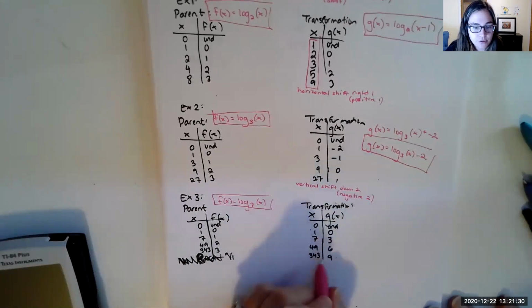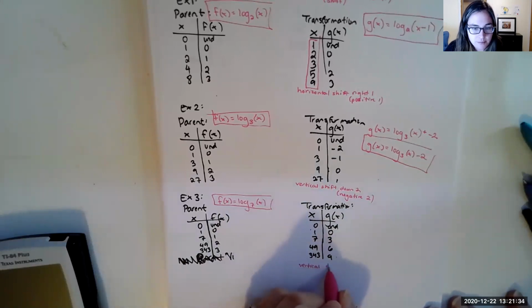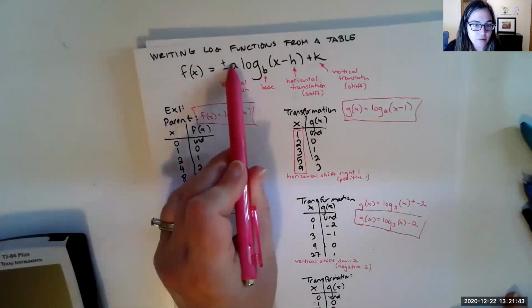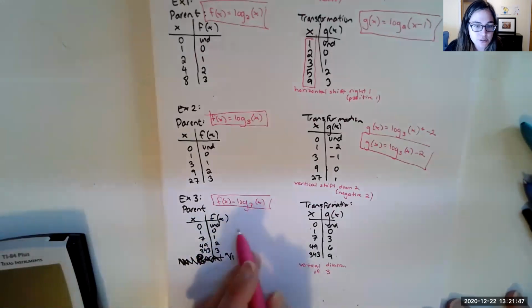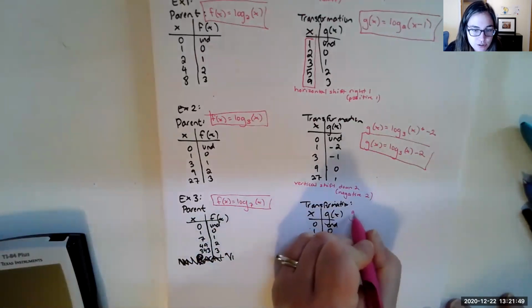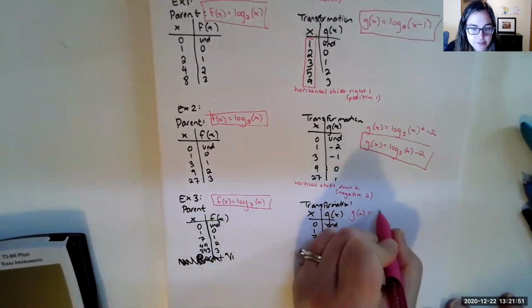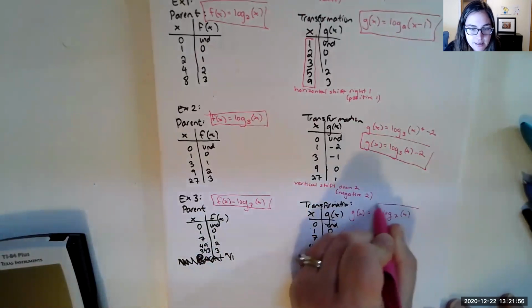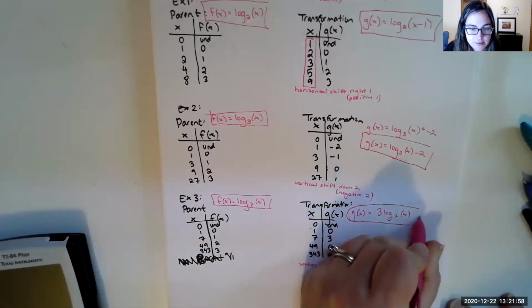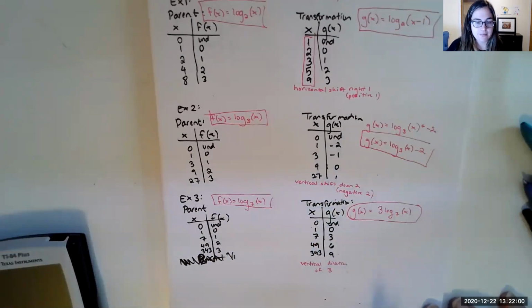3. So here we have a vertical dilation of 3. Okay, so that means that in front of the log, we're going to put 3. Okay, so for my g of x, I'm going to write g of x equals 3 log base 7 of x. And I'm happy with that. I'm just going to circle it and leave it there.